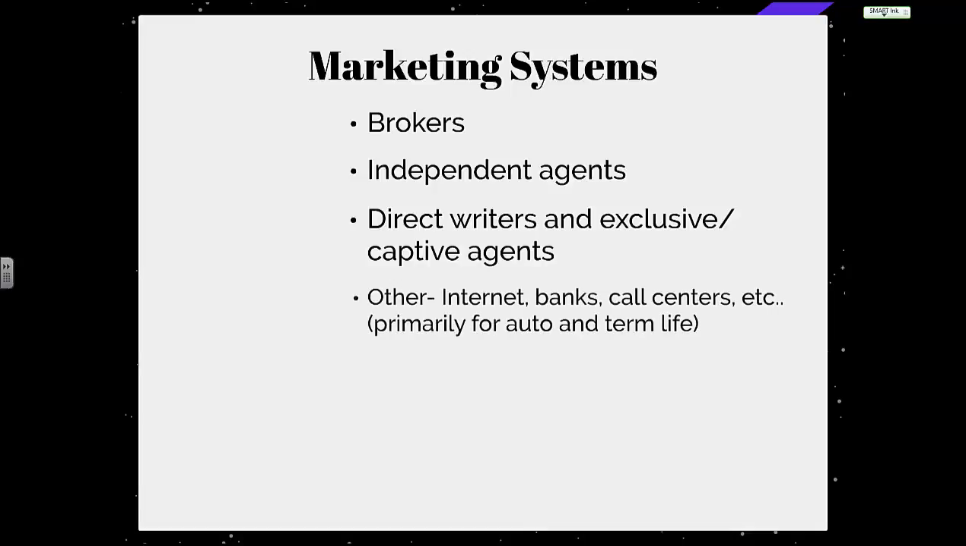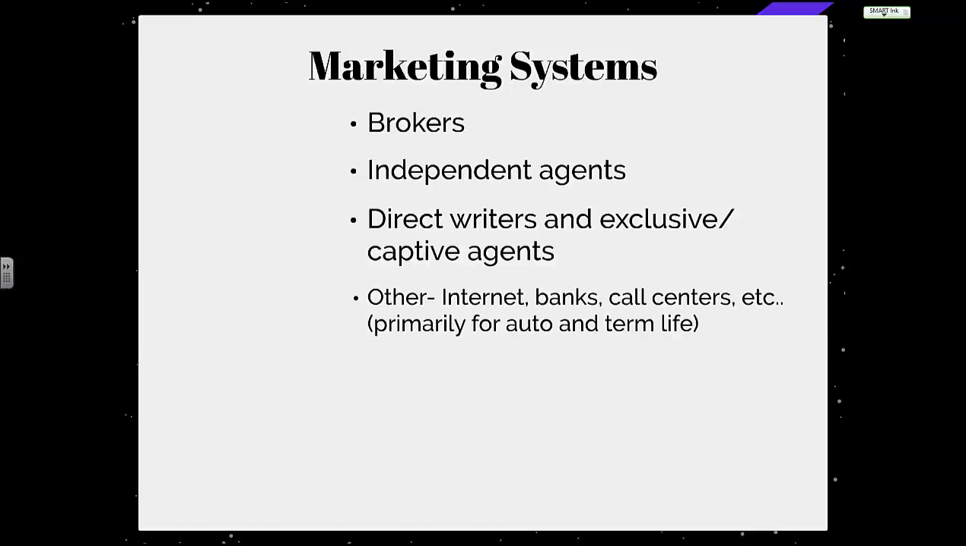Today, there are other forms of marketing systems in insurance, including the internet, banks, and call centers. The internet and call centers mean purchasing the insurance directly from the insurance company. In the case of purchasing insurance through banks, the bank becomes the intermediary. Because auto insurance and term life insurance are fairly homogeneous products, in other words, the risks don't differ that much from one to the next, the internet, banks, and call centers are much more commonly used for purchasing auto and term life insurance, whereas most purchasers still want to go through a producer to purchase other forms of insurance, such as commercial property and homeowners insurance.